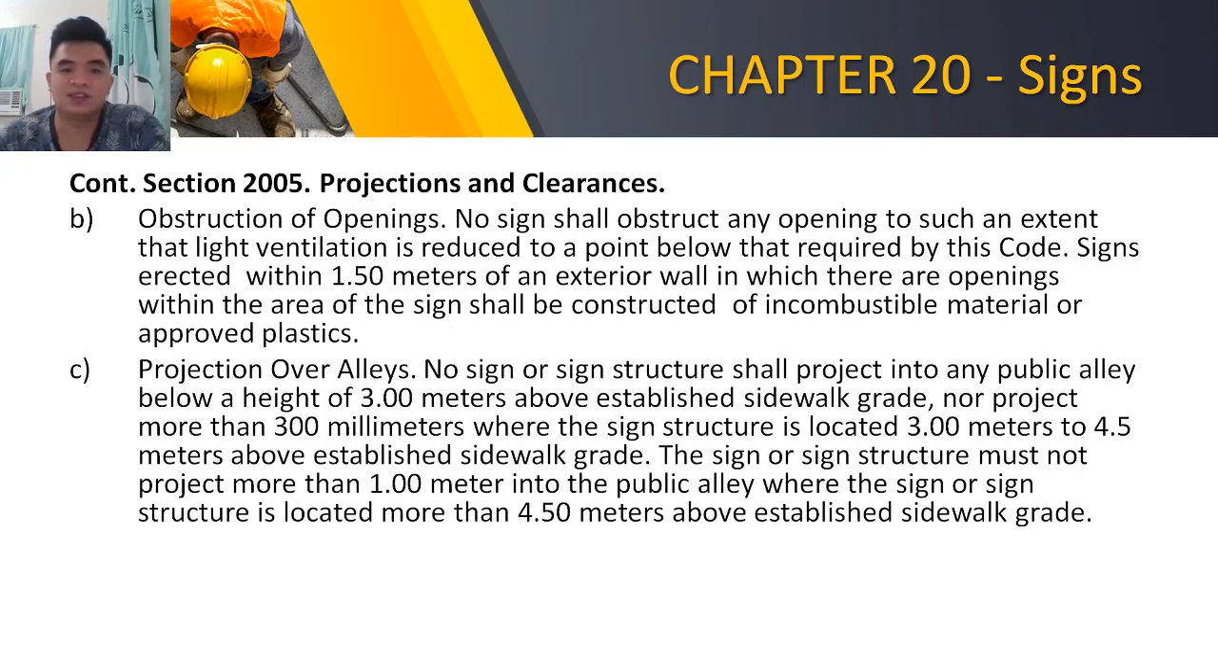Projection over alleys. No sign or sign structure shall be projected into any public alley before a height of 3 meters above established sidewalk grade, nor project more than 300 millimeters where the sign structure is located 3 meters to 4.5 meters above established sidewalk grade. The sign or sign structure must not project more than 1 meter in the public alley where the sign or sign structure is located more than 4.5 meters above established sidewalk grade.